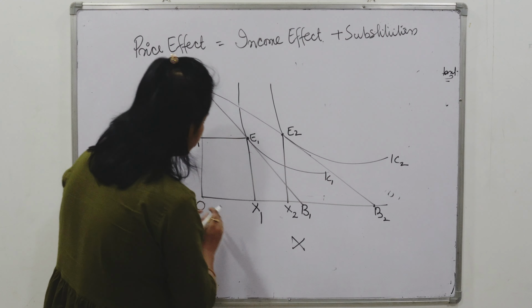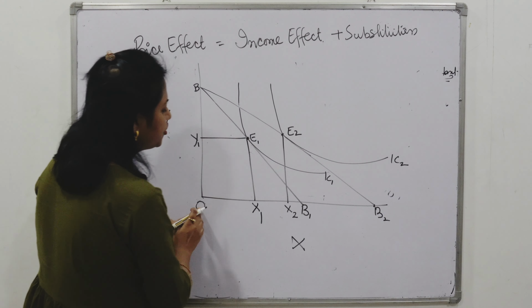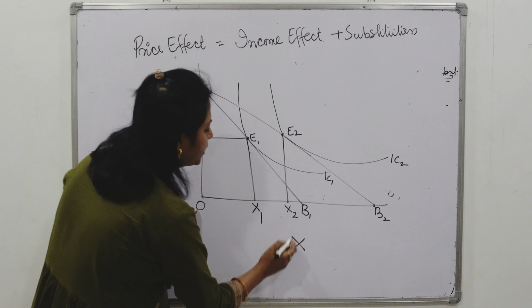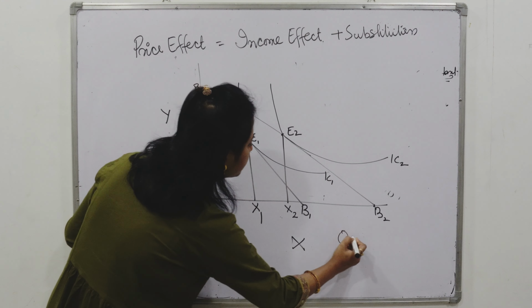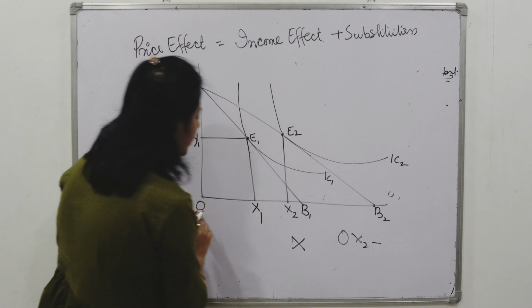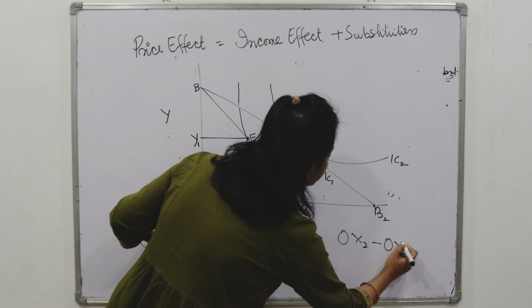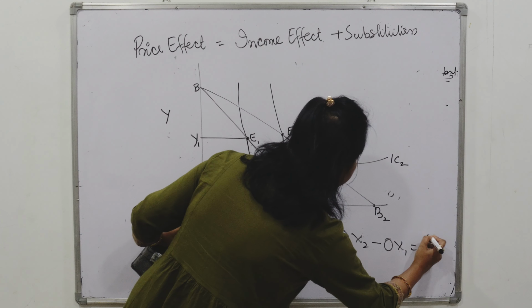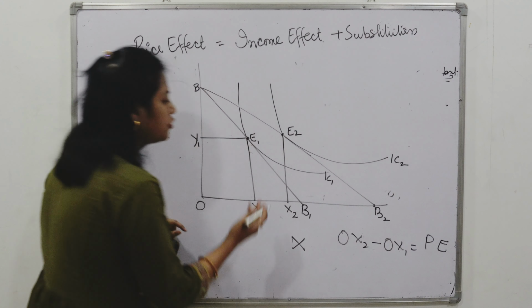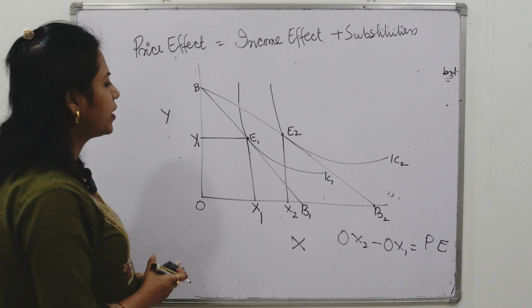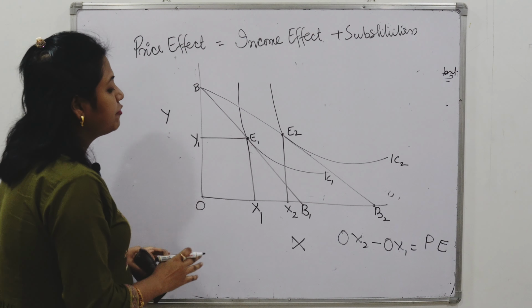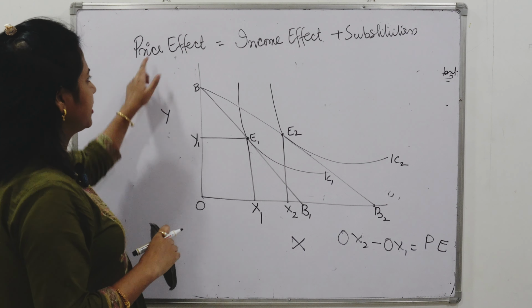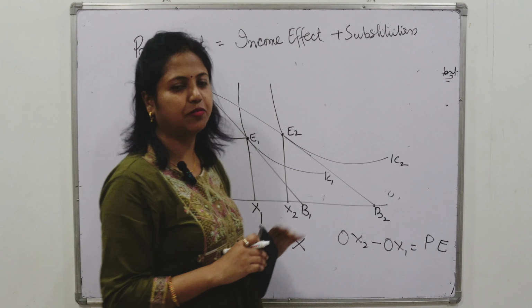So what is the change? The change is the new quantity OX2 minus the old quantity OX1. This is known as my price effect. Why? Because of the price, this much is the change in the quantity. Now we have understood what the price effect is, but I have to find out the income and substitution effect.